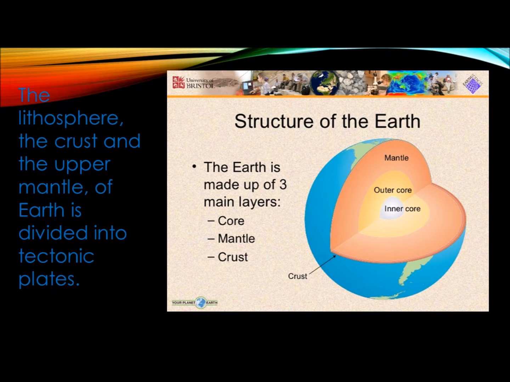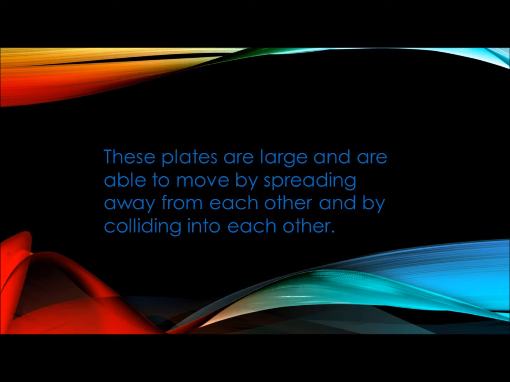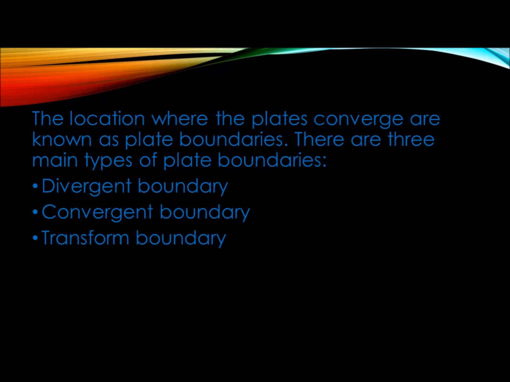The lithosphere, the crust and upper mantle of Earth, is divided into tectonic plates. The Earth is made up of three main layers: the core, the mantle, and the crust. The plates are large and are able to move by spreading away from each other and by colliding into each other. The location where the plates converge are known as plate boundaries.